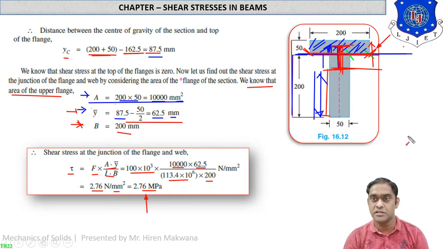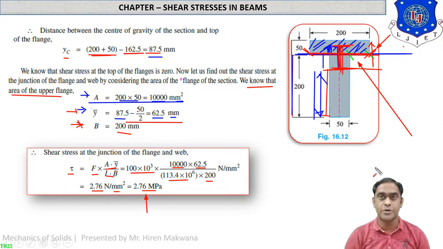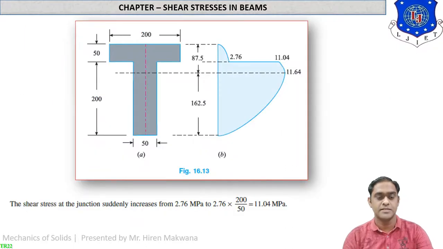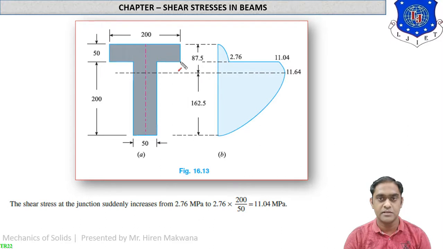Let us now find the shear stress at this corner, the inside corner. Let us see how the shear stress can be found at the inside corner. Let's check. This is the shear stress distribution diagram actually. At the inner corner, or at whatever corner, at this corner the value of shear stress is 2.76.